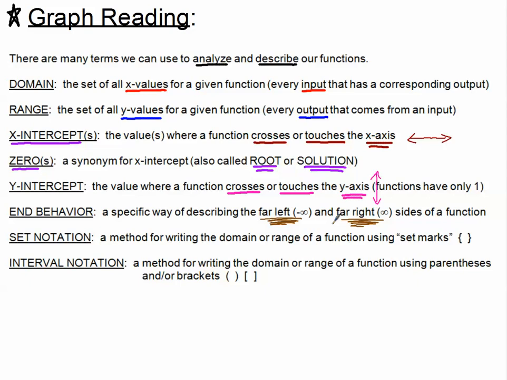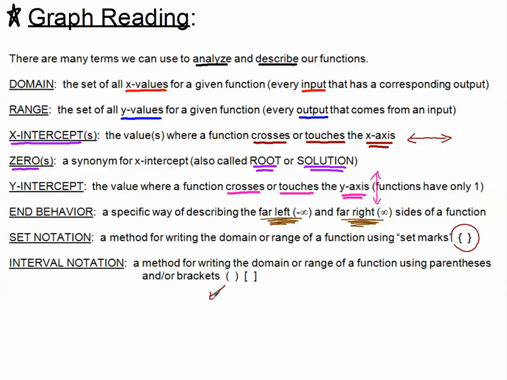And finally, set notation and interval notation. These are the two notations that we're going to be practicing in this tutorial. Set notation is a method for writing the domain and range using our set marks, these fancy little parenthesis looking things. They're called braces. Interval notation is a different method for writing the domain and range. This time we use parentheses or we use brackets. Sometimes we use one of each.